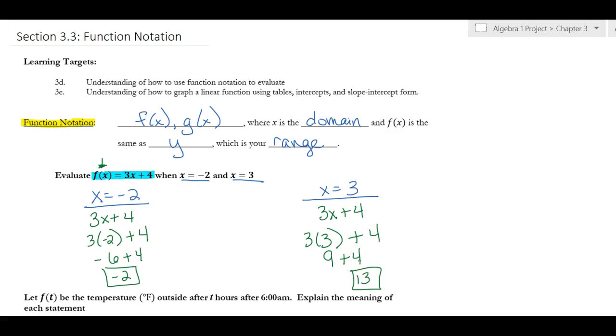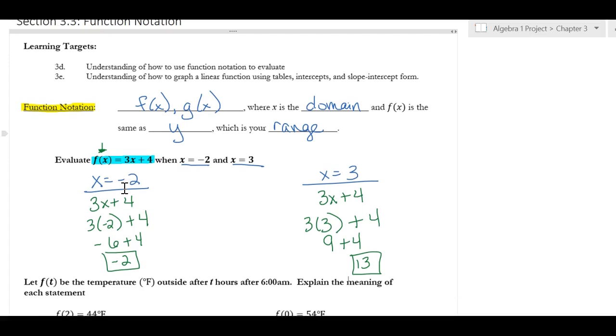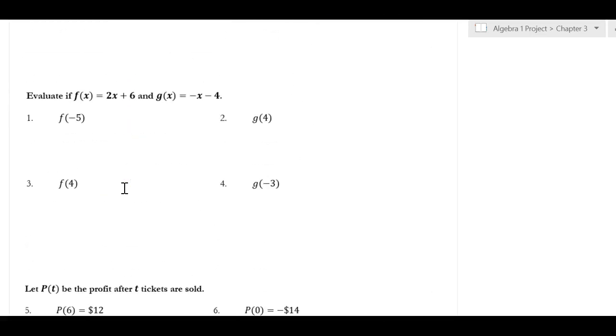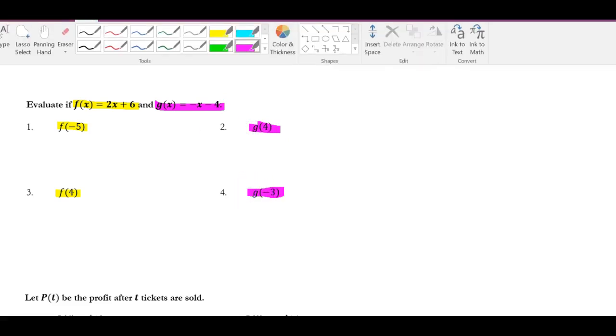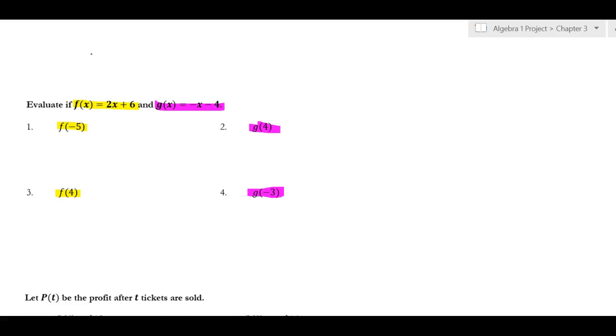Okay, so there are going to be some problems that are just like this where you just plug it in. There's also going to be some interpreting problems. What I would like you to do before we go on to the interpreting is go to the second page of notes and try numbers 1 through 4. If it's an f function, you're going to use the f function for 1 and 3. But if you notice for number 2 and 4, it's a g function, so you have to use the g. Okay? So go ahead and see if you can write those and plug those in. And when you think you're ready, press play.